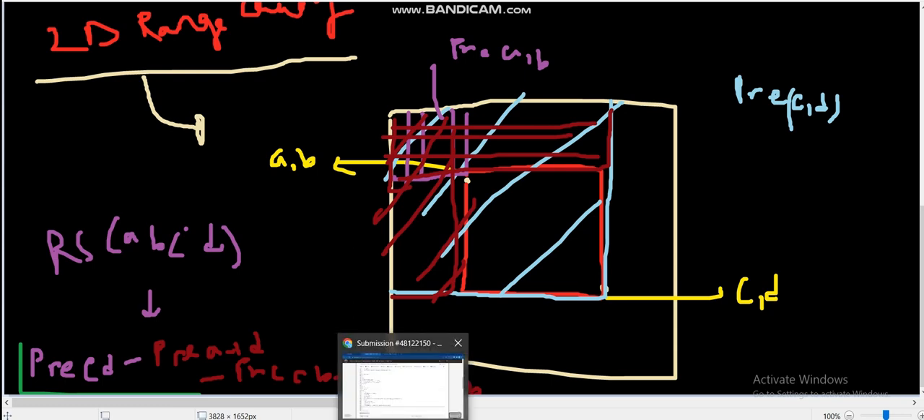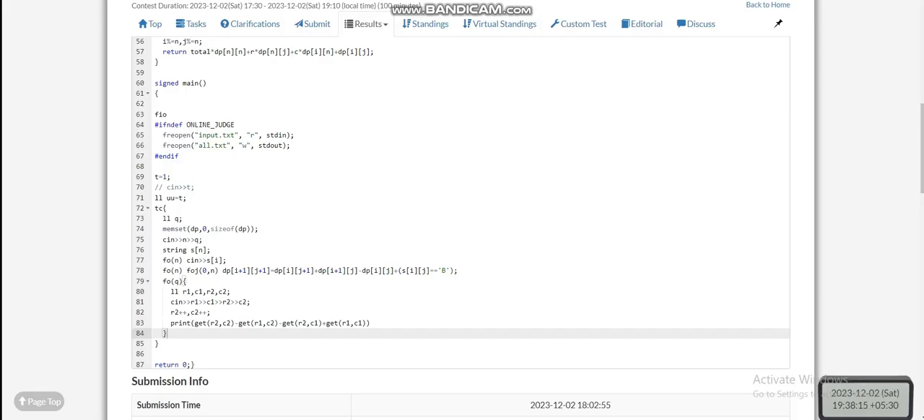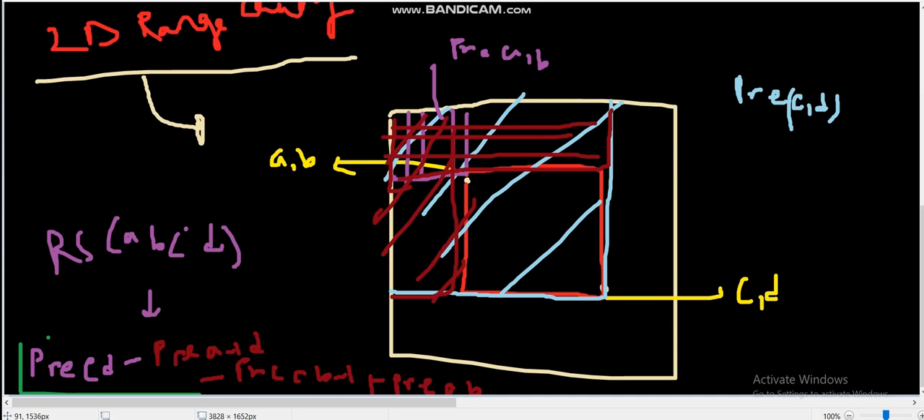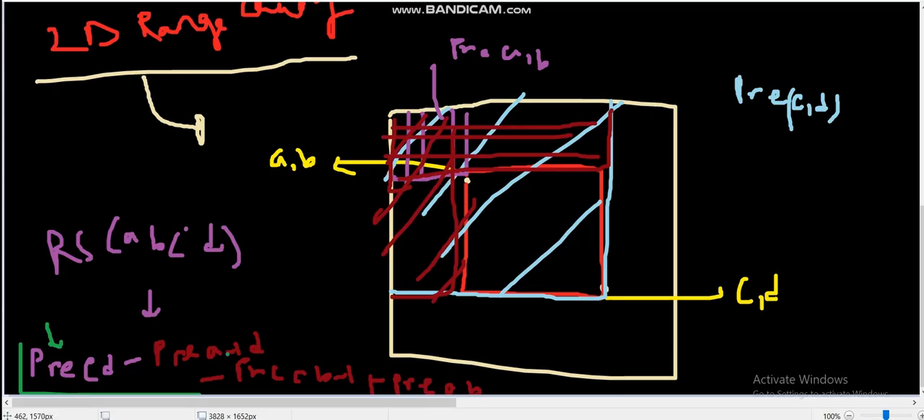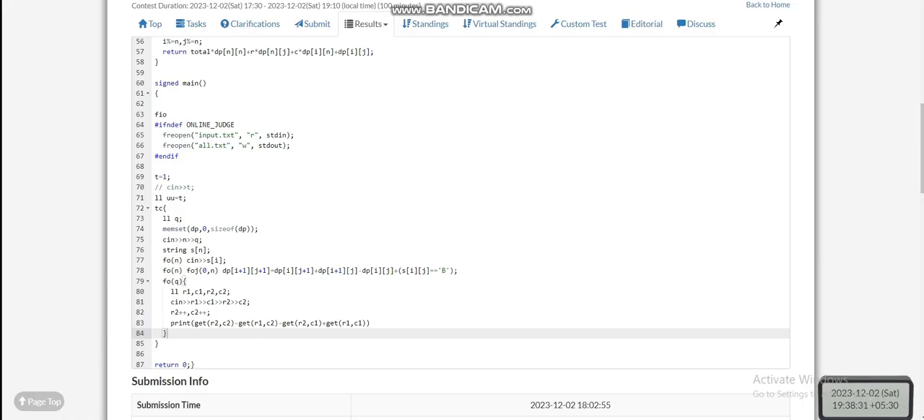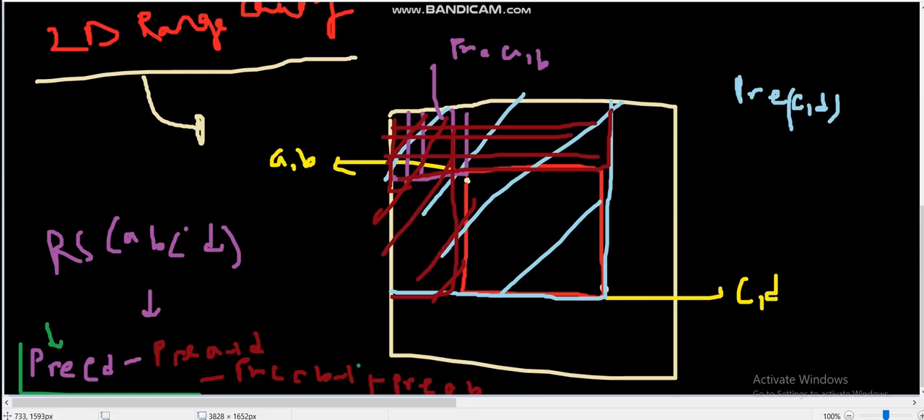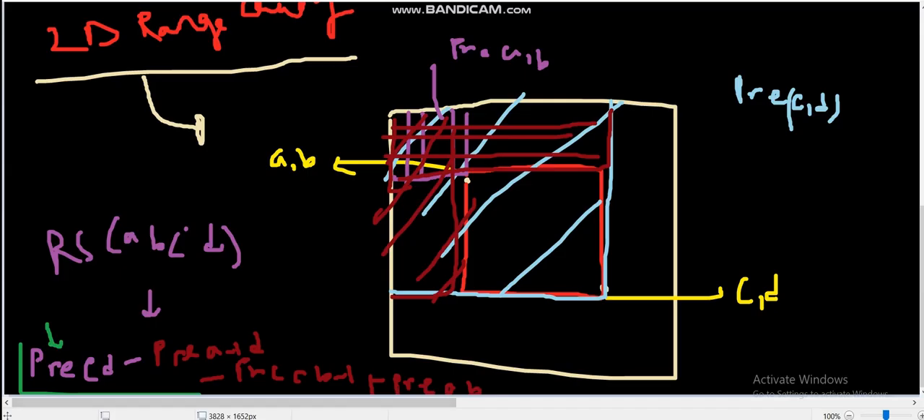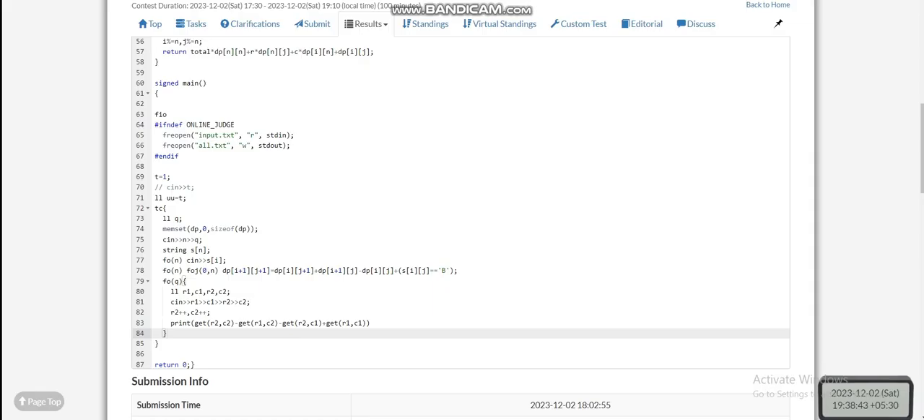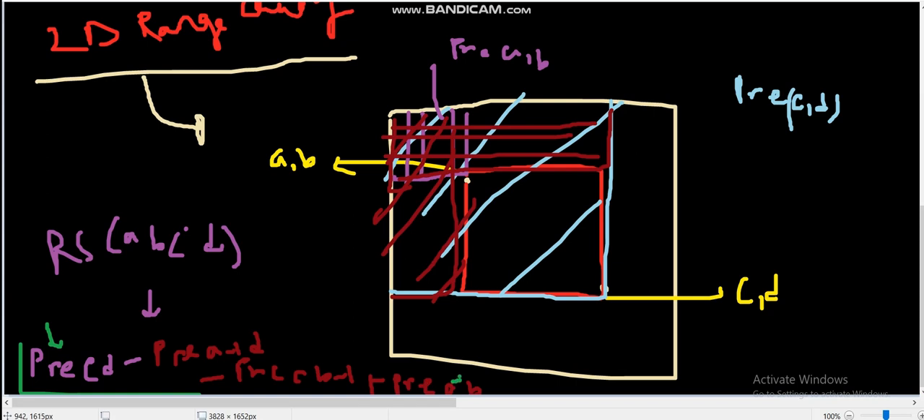Okay, let me explain this again. We are just incrementing r2 and c2. So get of r2 c2 minus get of r1 c2. r2 c2 is nothing but prefix cd. r1 c2 is nothing but prefix a minus 1 d, because we have only incremented r2 and c2, not r1. Similarly, prefix of cb minus 1 is nothing but get of r2 c1, plus prefix of ab is nothing but get of r1 comma c1. Sorry, I have made one mistake here. This will be prefix of a minus 1 b minus 1.